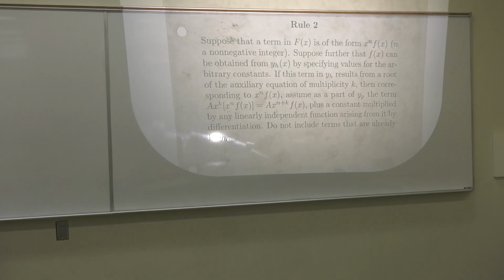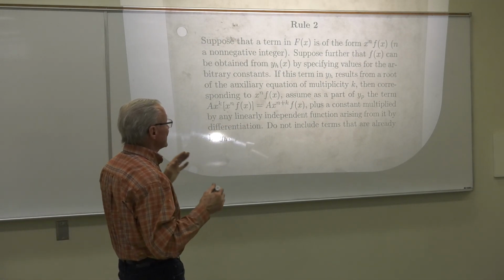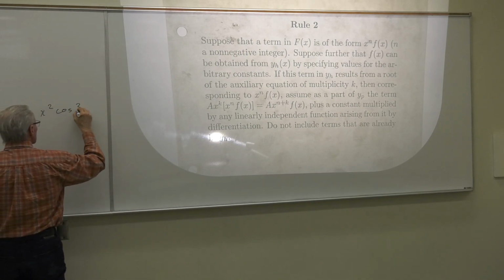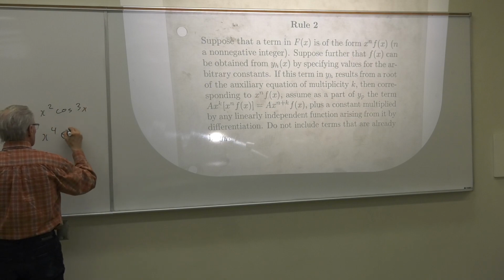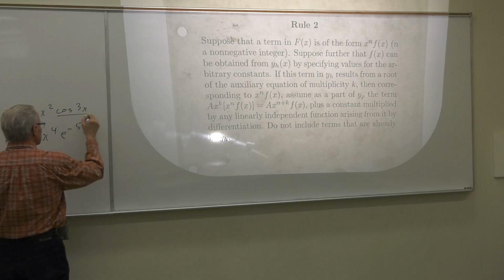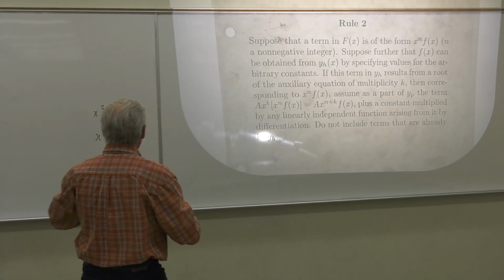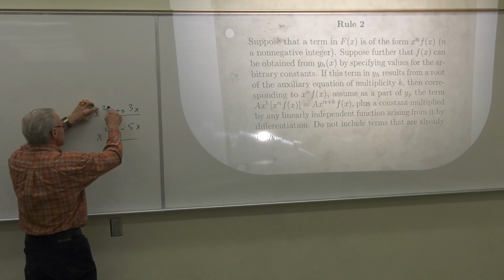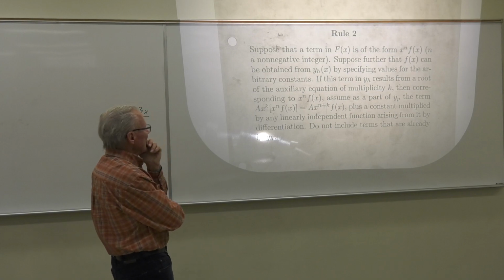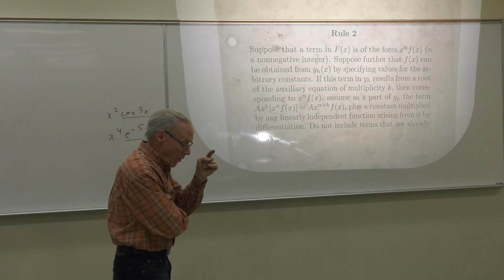So rule 2 says, suppose that in your right-hand side, you've got something that looks like x to the n times f of x. Maybe x squared cosine 3x, maybe x to the 4th, e to the minus 5x. We've got a power of x multiplying something else. So this is the f of x. And n is a non-negative integer, so you can't have x to the minus 2, because those aren't allowed. Suppose further that f of x can be obtained from y sub h.